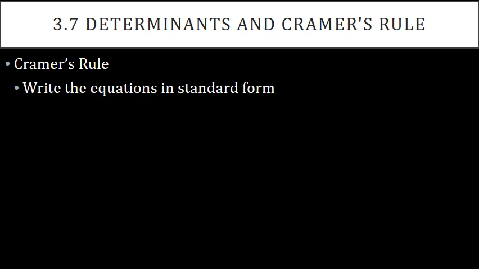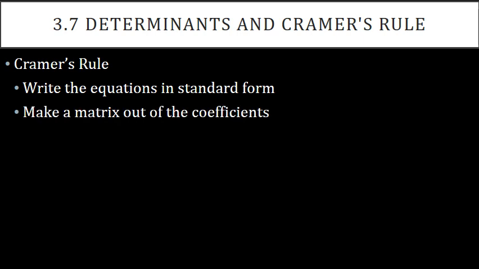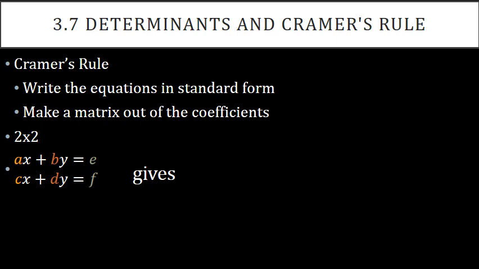The other application is solving systems of equations. Cramer's Rule is one way to solve a system of equations using determinants of matrices. So make sure your equations are in standard form, and then you make a matrix out of the coefficients. For 2 by 2, this would be our equations in standard form. The coefficients are A, B, C, and D.